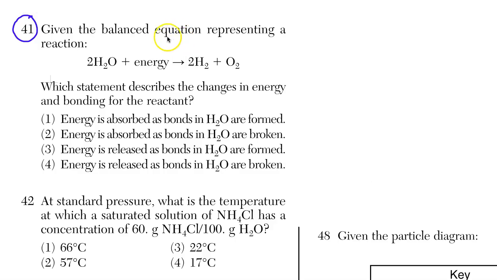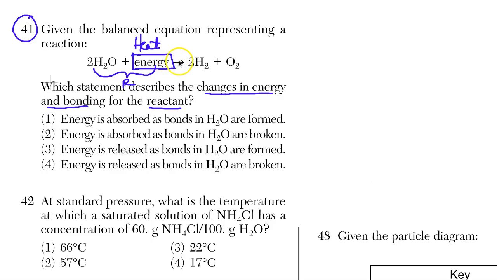Given the balanced equation representing the reaction, which statement describes the changes in energy and bonding for the reactant? Well, the first thing that jumps out at me is that the energy, which could be written as heat, is written in front of the arrow. That means it's going in. This is the reactant side, and these are the product side. So when I see the heat written on the reactant side in front of the arrow, that means the heat is going into the reaction.